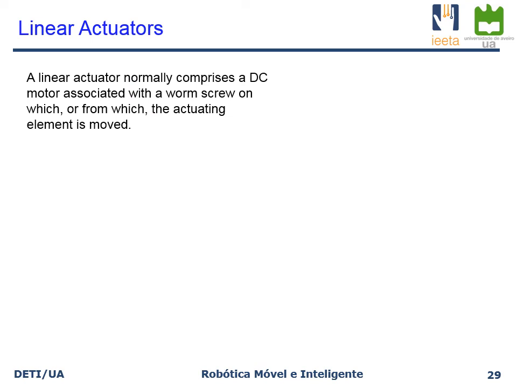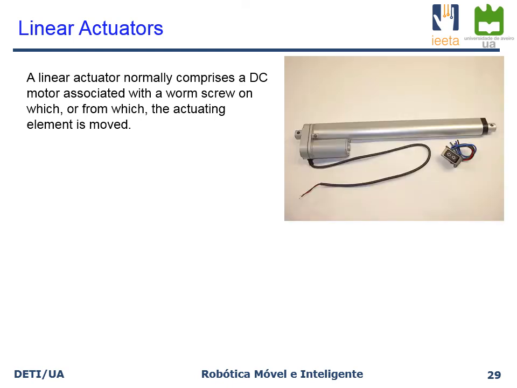Apart from the solenoids, you can also find different types of electrical linear actuators that normally comprise a DC motor associated with a worm screw on which the actuating element is moved. You can see here an example. The DC motor is over here, and then this will act by a set of gearboxes to a worm screw that will move that plunger in and out.